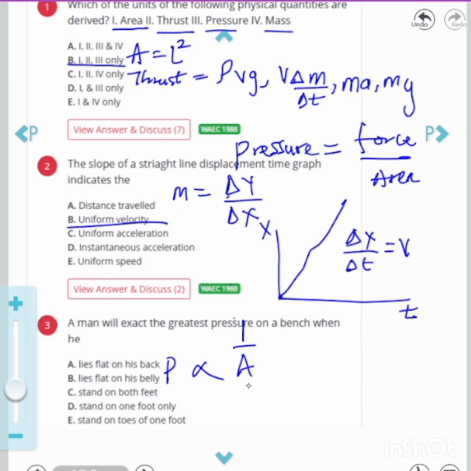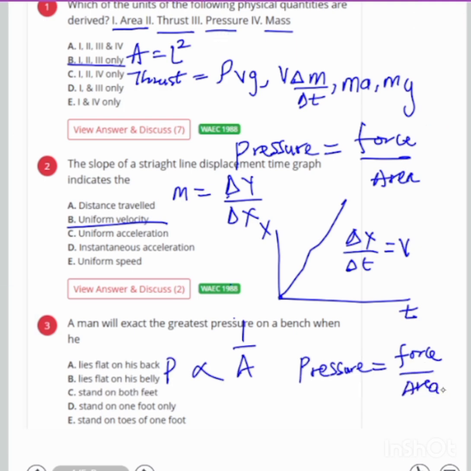And if you don't understand this, just look at it from this angle, where pressure is equal to force over area. You'd agree with me that pressure will have its highest value provided area is at its least or minimum value. So in the objective, I think the one with the least surface area exerting the pressure is E, because that would be standing on toes of 1 foot.